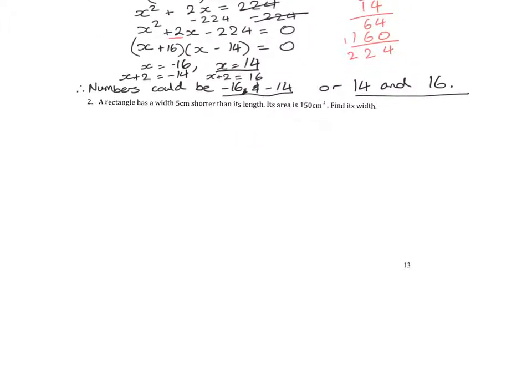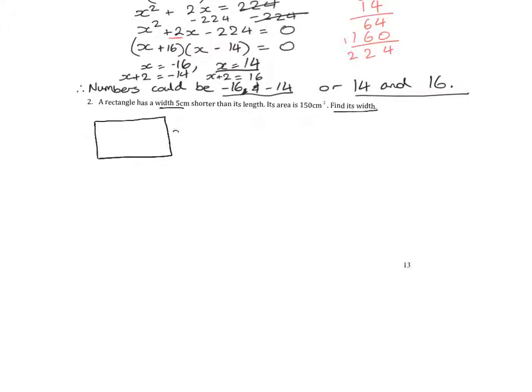Okay, question 2. A rectangle has a width 5 centimeters shorter than its length. Okay, the second I see the word rectangle, I know I should draw a rectangle. And it says the width is 5 centimeters shorter than the length. Okay, so we want to find its width.